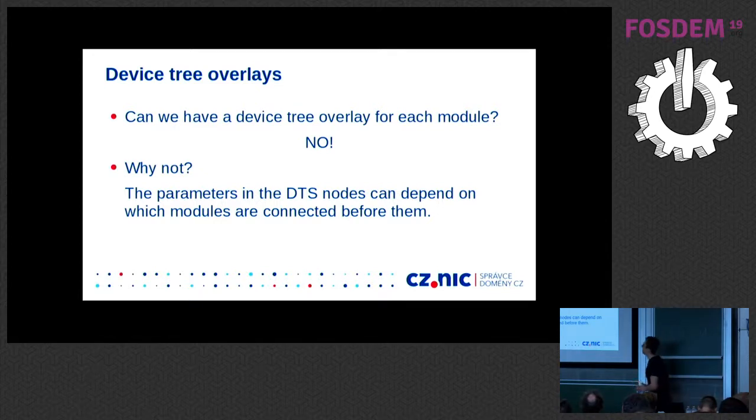So the question is, can we use device tree overlays for each module on our board? And the answer is no, because the parameters for the device tree for each module are dependent not only on which module this is, but also where in the topology it is connected. So if it is on the second place after some different module, then the parameters have to change for this module.